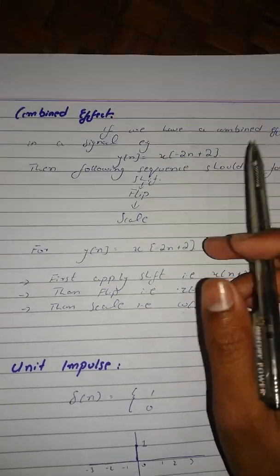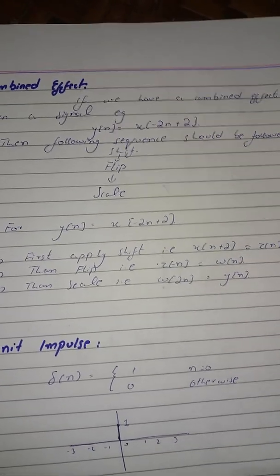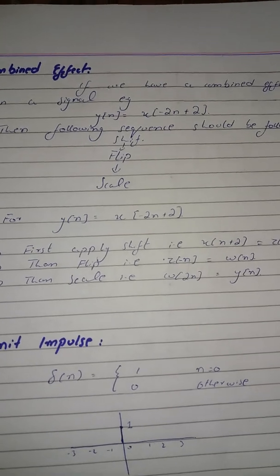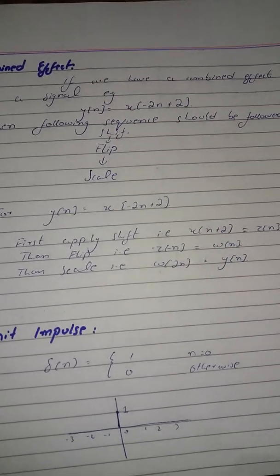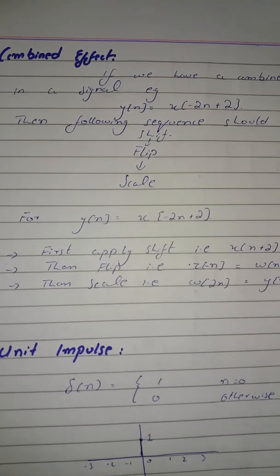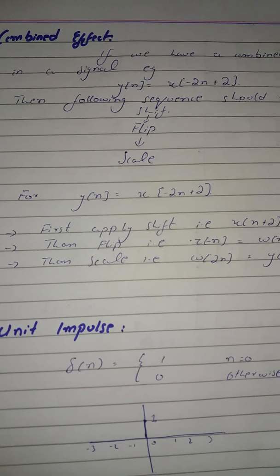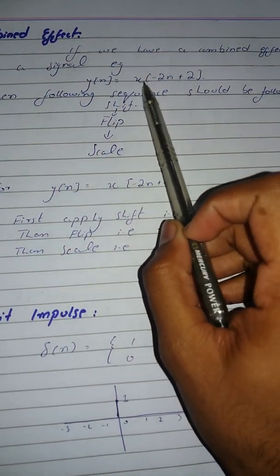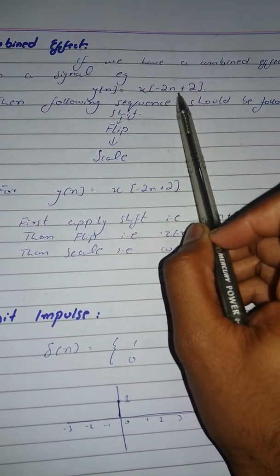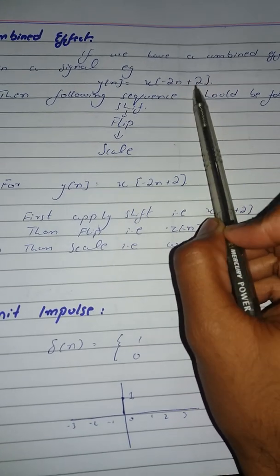So then if we have a combined effect, let's say we have a signal and we want an output which is shifted, flipped and scaled as well. When this situation comes, there's a sequence you have to follow to get the right output. And that sequence is, let's suppose we want this, that is x of minus 2n plus 2. Here we are shifting, flipping, and scaling.